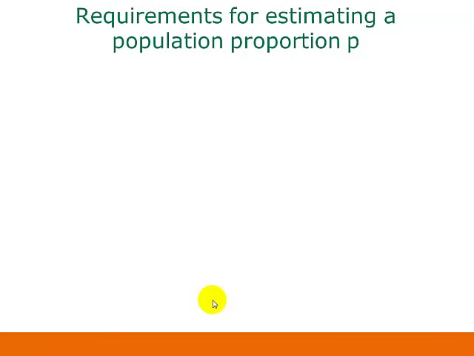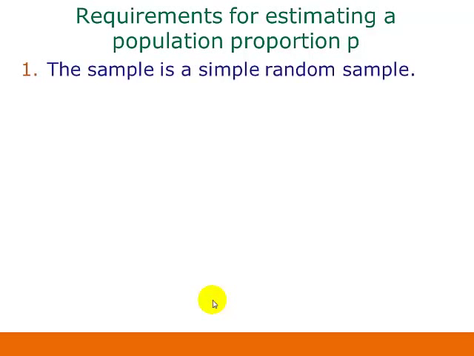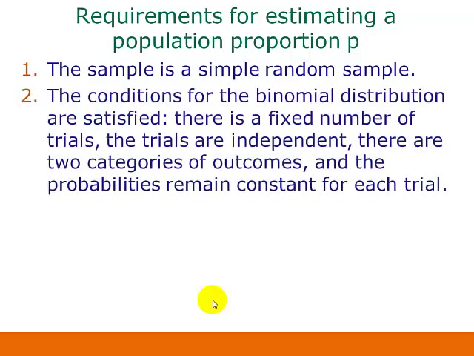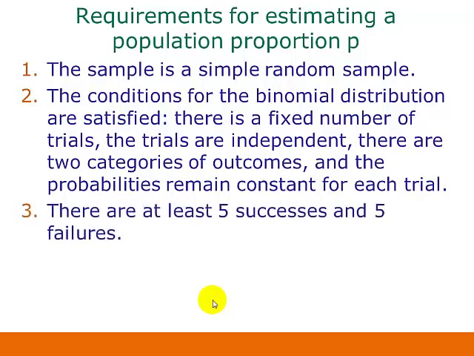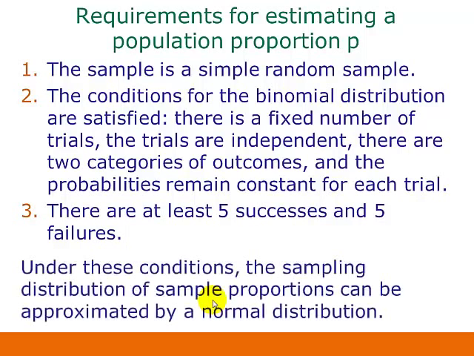So first, the requirements for estimating a population proportion P. First, the sample is a simple random sample. Second, the conditions for the binomial distribution are satisfied, which means there's a fixed number of trials, the trials are independent, there are 2 categories of outcomes, and the probabilities remain constant for each trial. Third requirement is that there need to be at least 5 successes and 5 failures in our sample. Under these conditions, the sampling distribution of sample proportions can be approximated by a normal distribution.